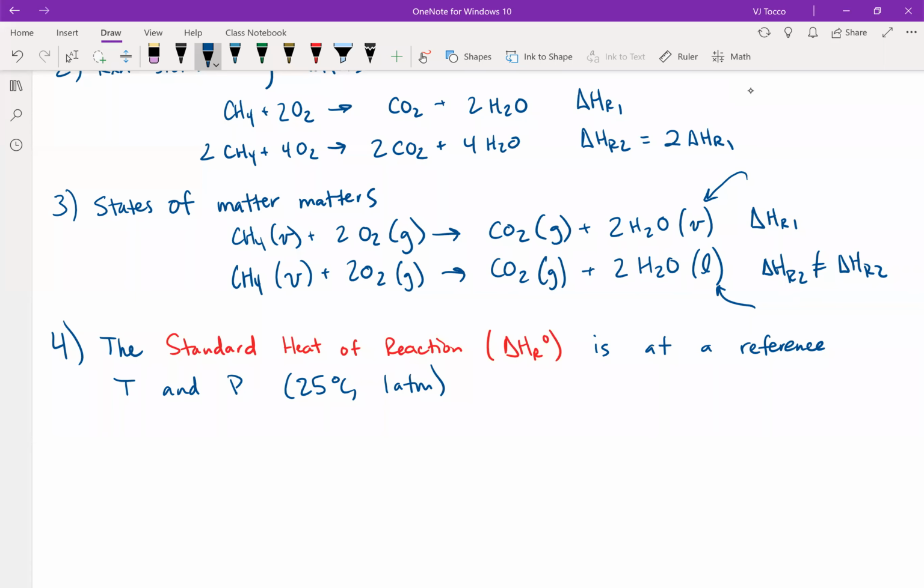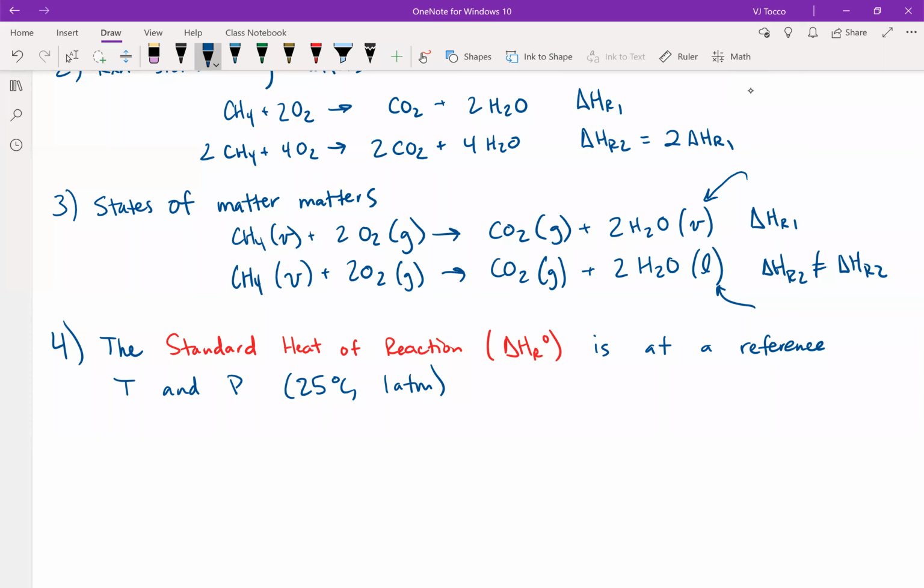The fourth note refers to some terminology that we'll see soon. The standard heat of reaction, whose symbol is delta HR with a little degree sign next to it, is at a reference T and P, and that reference temperature and pressure is 25 C and 1 atmosphere. Once again, you have to be aware that if your reaction is occurring at a temperature other than these standard conditions, then the actual value of the heat of reaction is not going to be equal to the standard heat of reaction.